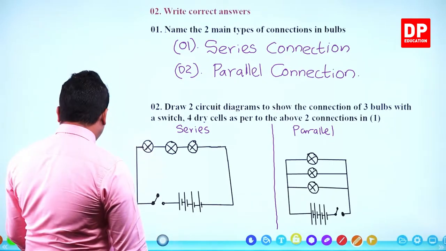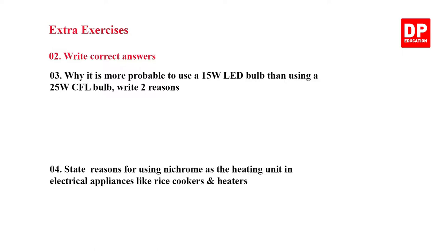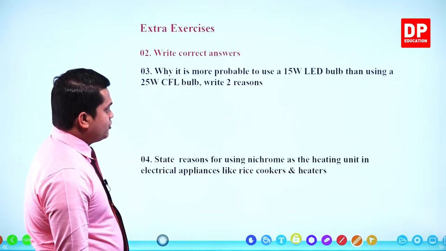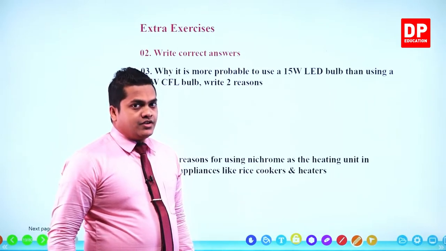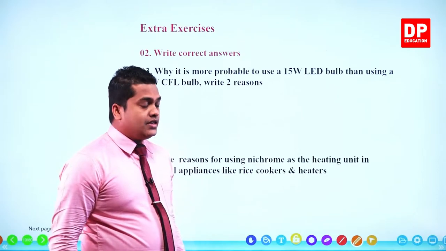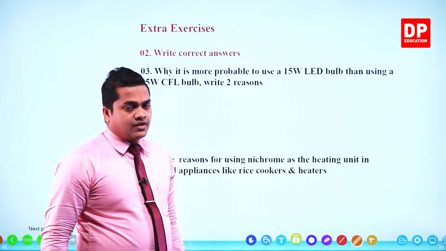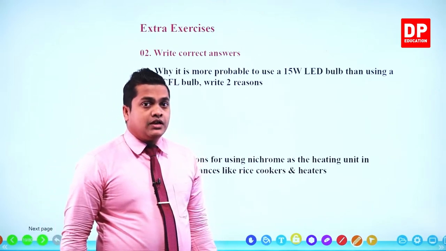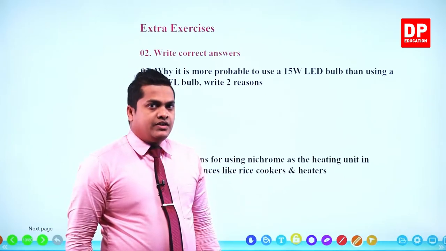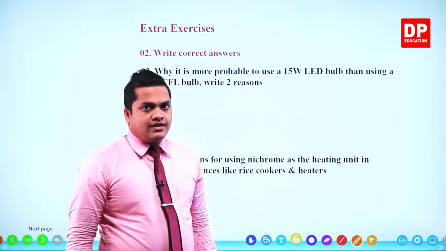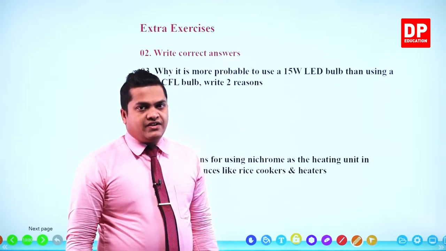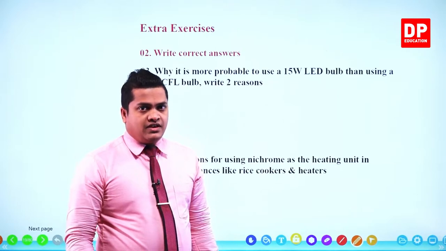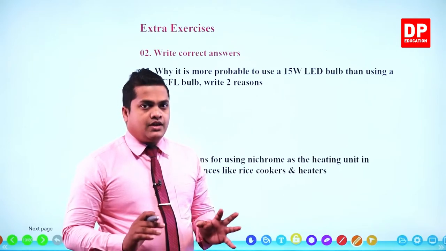So let's move on with the next question. Why is it more probable to use a 15 watt LED bulb than a 25 watt CFL bulb? Write two reasons. A 15 watt LED bulb is going to provide the same light energy, actually even more light energy than that of 25 watt CFL bulbs. We can get even way more light energy than a 25 watt CFL bulb. And the other thing is that it's going to save us energy. 25 watt means it's using 25 joules within 1 second. So a 25 watt CFL bulb is going to use more electrical energy than a 15 watt LED bulb.